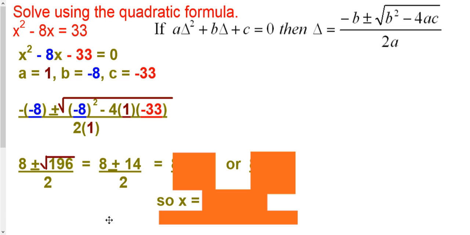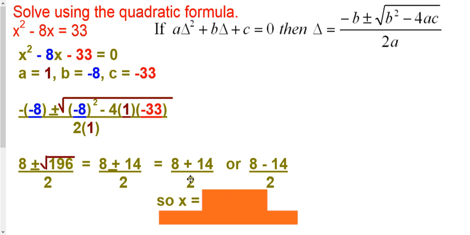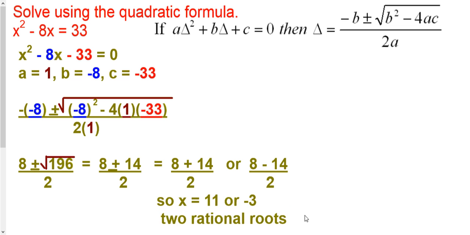The square root of 196 is a nice, neat number. All we have to do now is just continue to simplify this. It's a nice normal number, plus and minus a nice normal number. We could break it apart into an 8 plus 14 all over 2 and an 8 minus 14 over 2. In other words, when we add these together and divide by 2, we get 22 over 2, or 11. We get 8 minus 14, which is negative 6 over 2, or negative 3. So we get two answers, and they're both nice rational answers, or we get two rational roots.